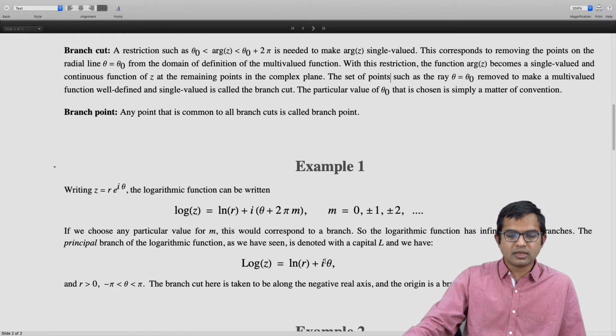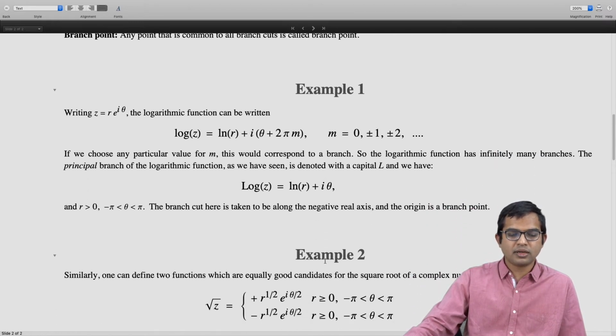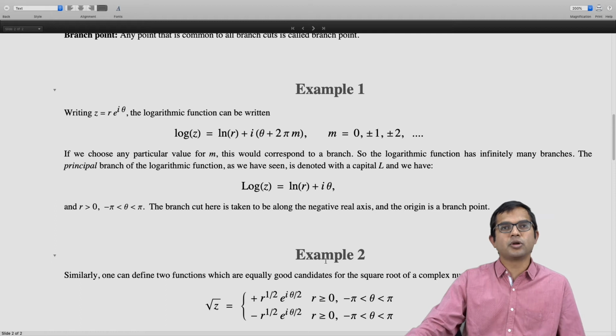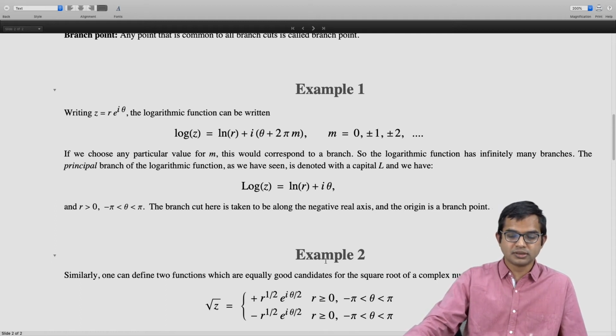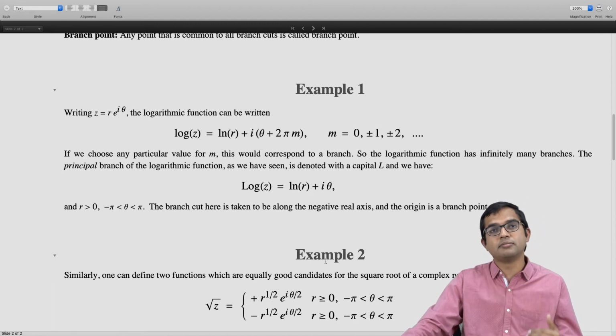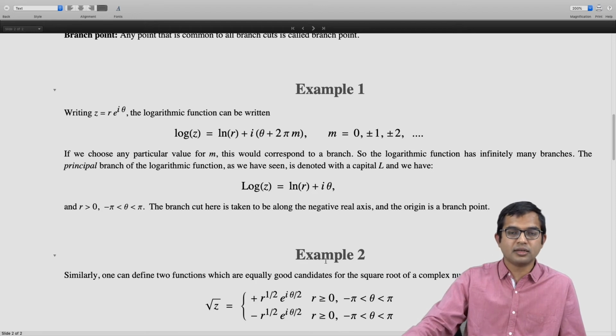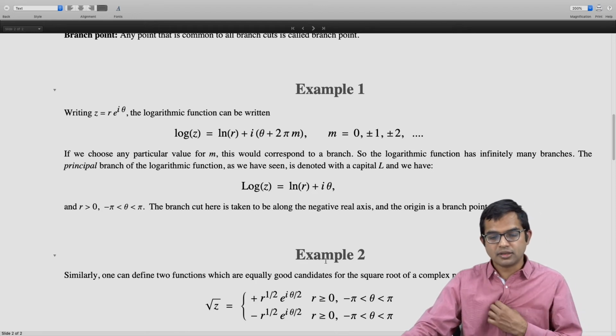Okay, so let's look at another example. Similarly, one can define, suppose we looked at the square root function. So the square root function has these two different branches, right? Either of these values would be equally good candidates. You could either take plus r to the half times e to the i theta by 2 with r greater than or equal to 0, or you could take minus r to the half e to the i theta by 2 with r greater than or equal to 0.